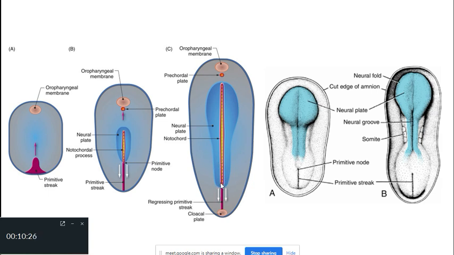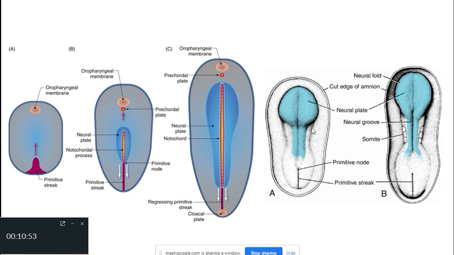And by that time you can see another phenomenon. The primitive streak is retracting. Earlier the primitive streak was advancing, but now the primitive streak is retracting and the neural plate is distinctly visible. Now what will happen to the neural plate? The neural plate will sink down and two folds will be formed. When it sinks down, it will start developing neural folds.